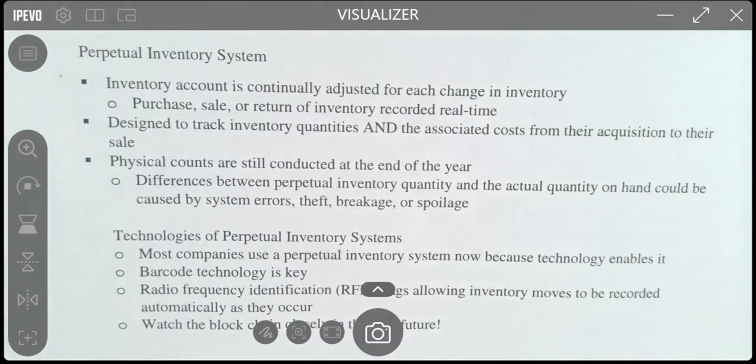Now, perpetual inventory system, I'll tell you, most companies use them now because of the technologies. And you know these technologies. You see them all the time. There's barcodes. Most companies use the perpetual inventory system now because technology enables it. Barcode technology is the key. Radio frequency identification tags are allowing inventory moves to be recorded automatically as they occur. So that's the next frontier. And I said watch the blockchain closely in the near future for potential use in this setting.